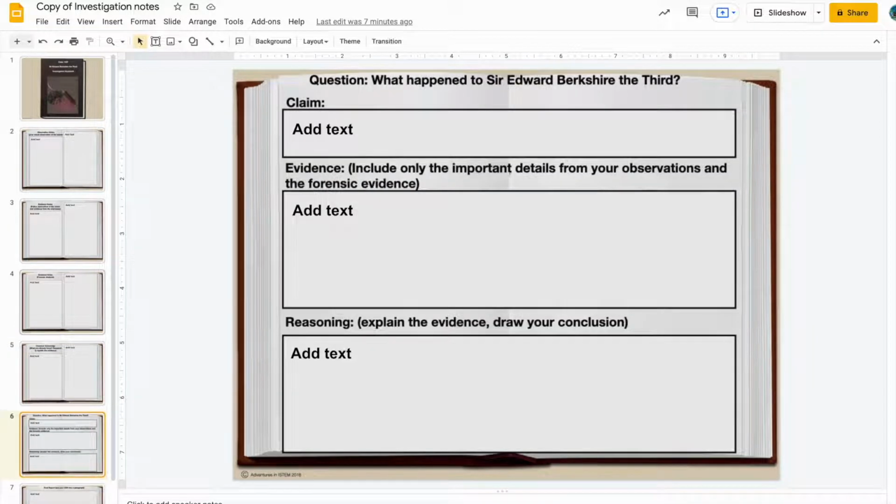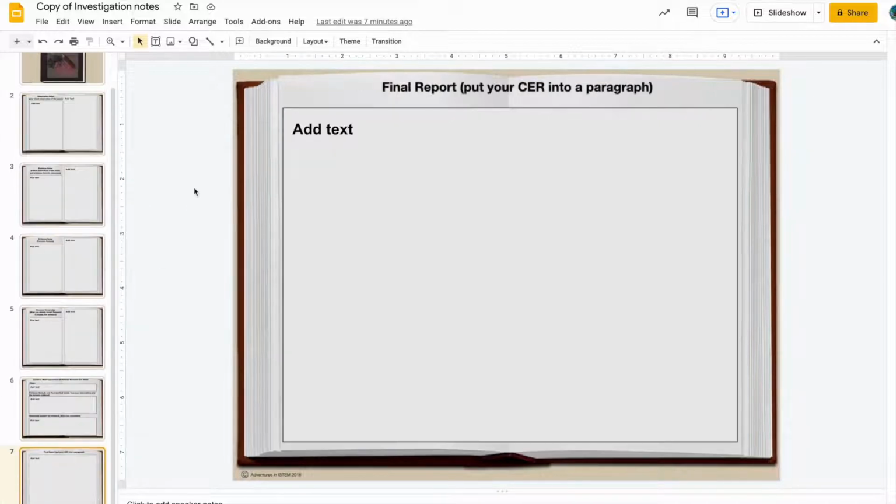And then they get to write their claim, what actually happened to Sir Edward Berkshire III, the evidence, which is coming just from the actual observations, the police report, the forensic evidence, and then their reasoning, their explanation of using that evidence, what they already know about that topic, and information from the crime scene. And then they put it all together here.